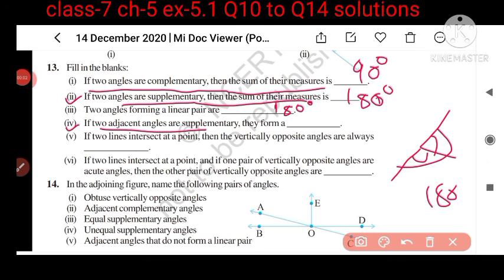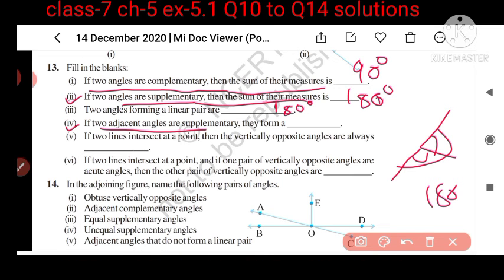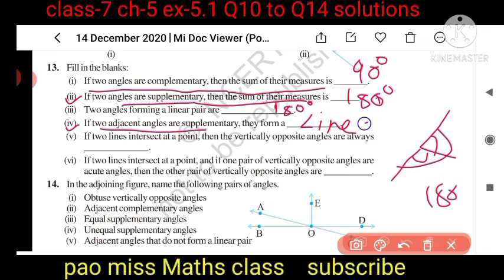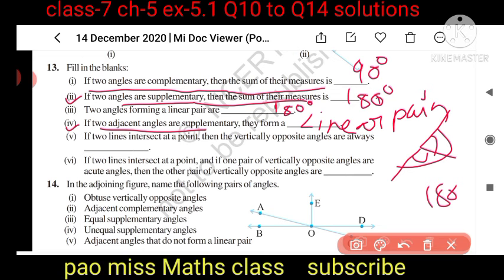So question number 4 will be, if two adjacent angles are supplementary, then they form a what? Linear pair, okay. What will they form? Linear pair, you will write, okay. Two adjacent angles are forming supplementary means 180, isn't it? They are forming 180, which means it will be a linear pair.